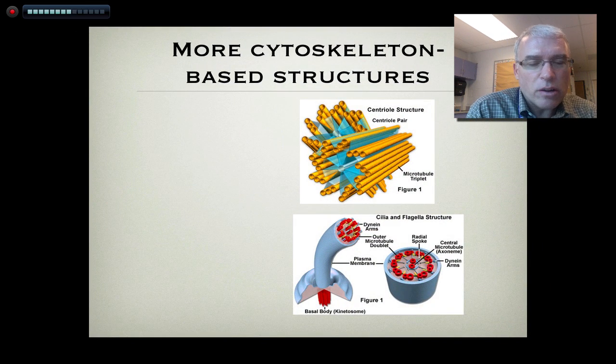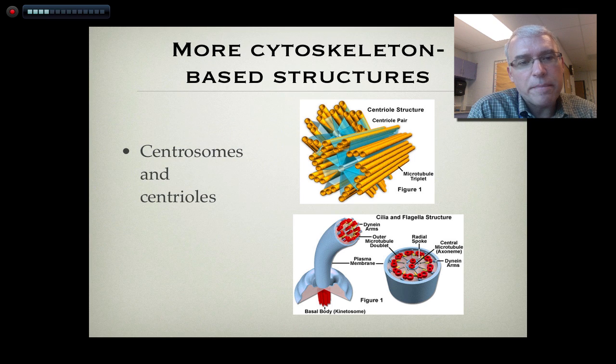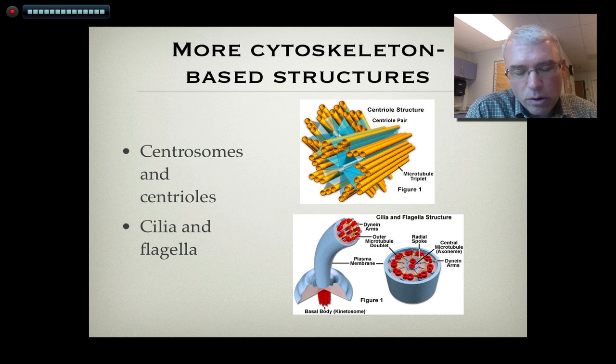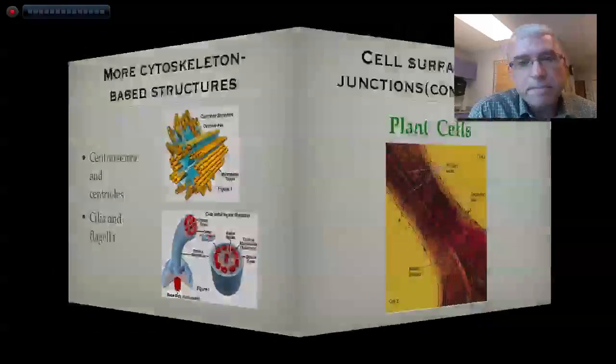The cytoskeleton also includes centrioles and flagella and cilia. Centrosomes and centrioles are involved in the organization of the mitotic spindle, or the spindle apparatus, that's used to move chromosomes around during cell division. And cilia and flagella are motor organelles that are used to allow some animal cells to swim or move through liquids.